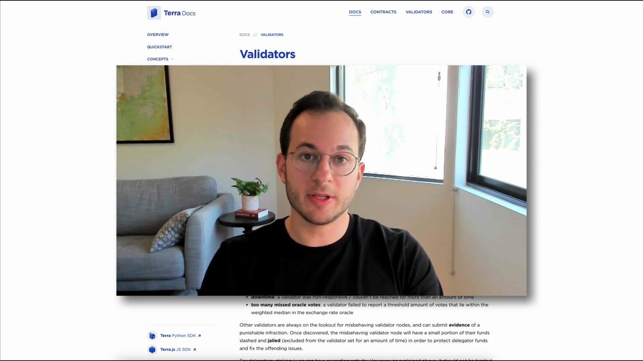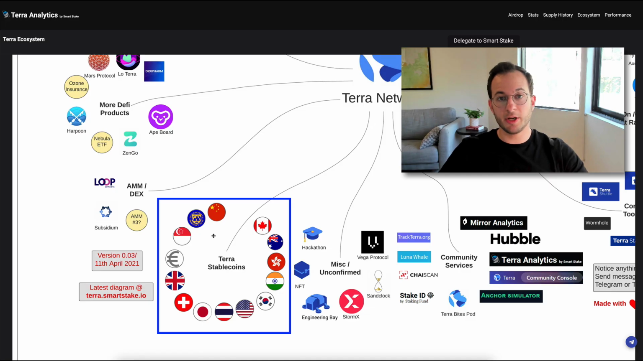Now, as I mentioned, the Luna token is really central to the Terra network, but the other central component to the network are the stablecoins that are tied to the Luna token. If you look here on this graph, Terra has released a significant amount of stablecoins. The most common one is UST, which is the US dollar stablecoin, but they do offer several other stablecoins based on other fiat currencies as well.